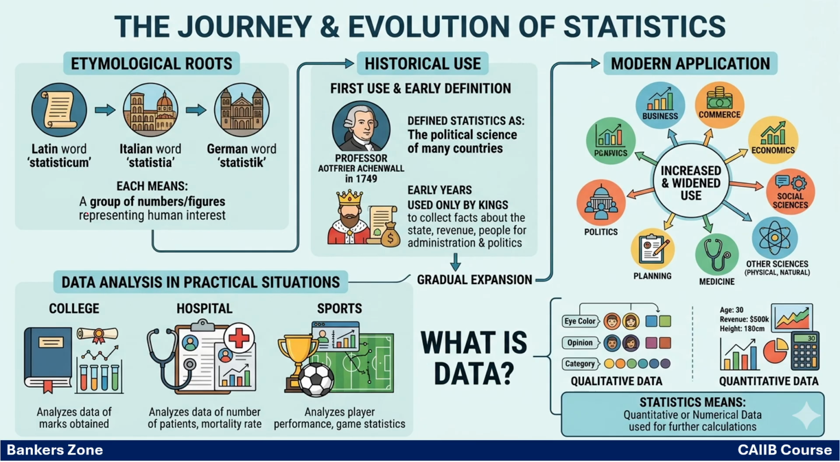So basically, the word statistics is derived from the Latin word statisticum, the Italian word statistia and the German word statistik. Each of which means simply a group of numbers or a group of figures that represent human interest, right? So statisticum, statistia or statistics means a group of numbers or figures which represent human interest.